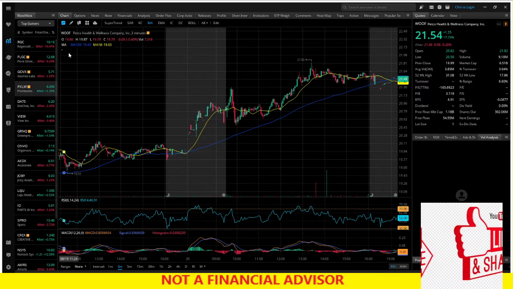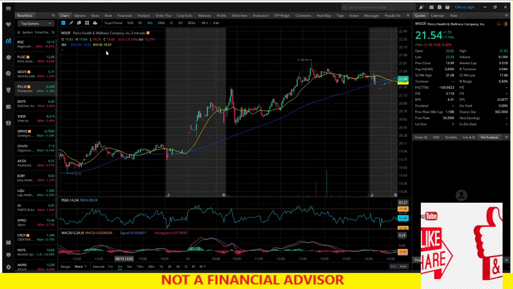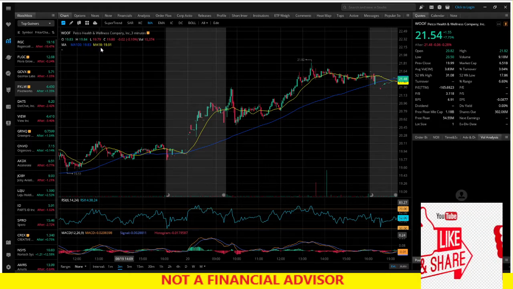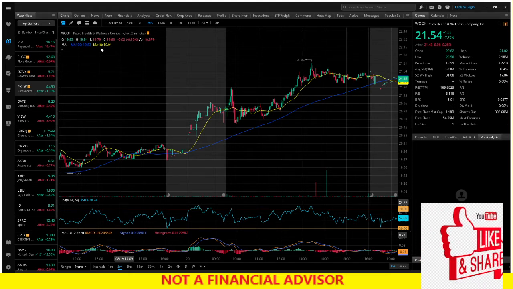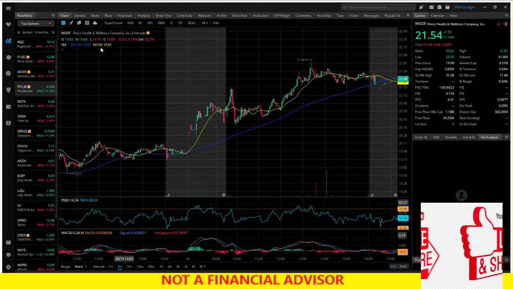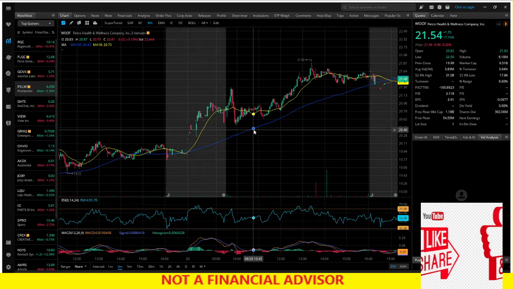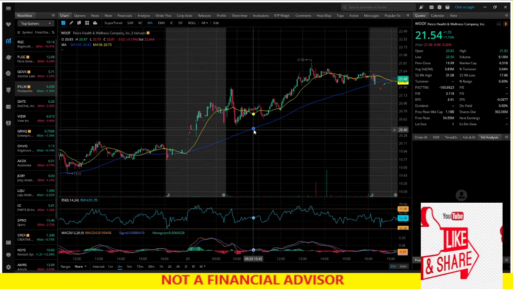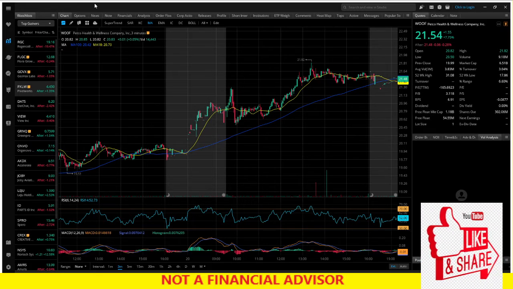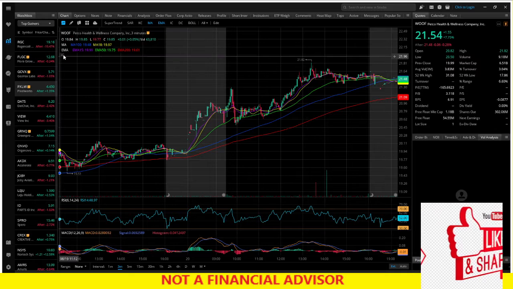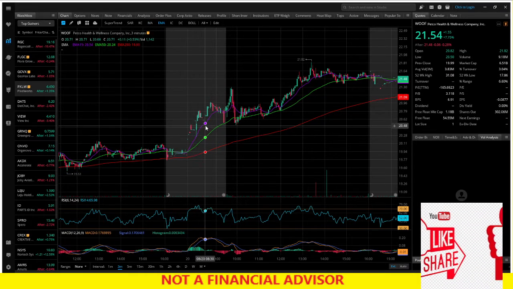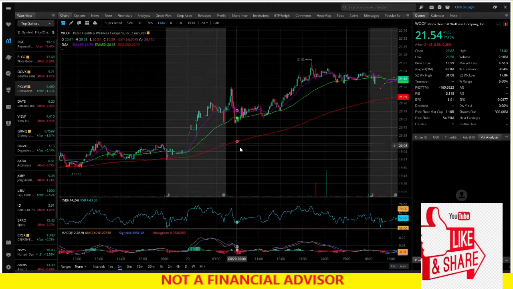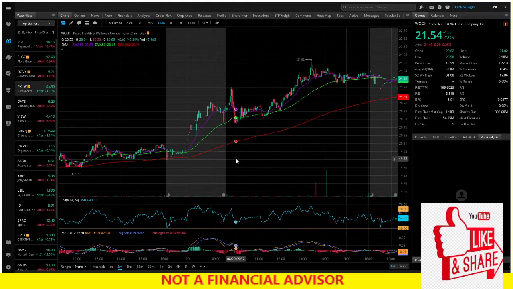So on the simple or regular moving average, I use an 18-day. So that's the price average over an 18-day period. And I use a 100-day. So that's a simple moving average over a 100-day period. On EMAs, let's get rid of the EMAs, I use a 15-day, a 50-day, and a 200-day.